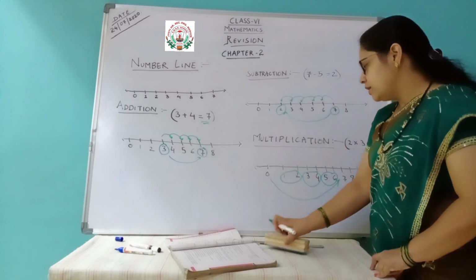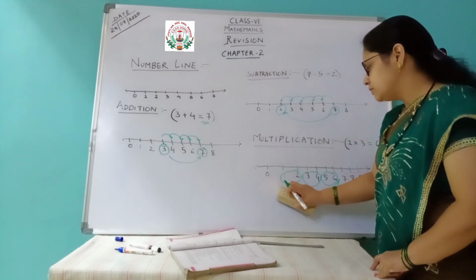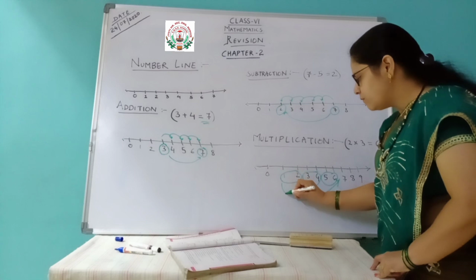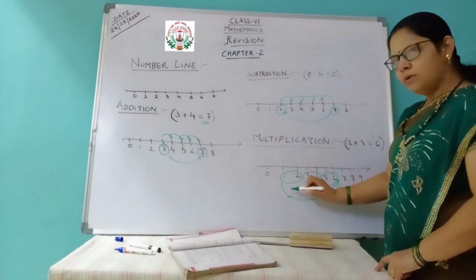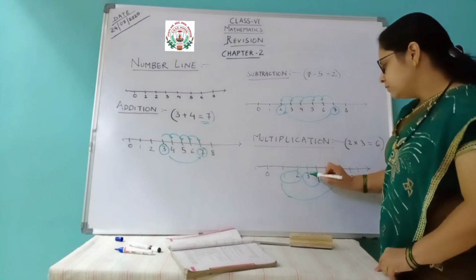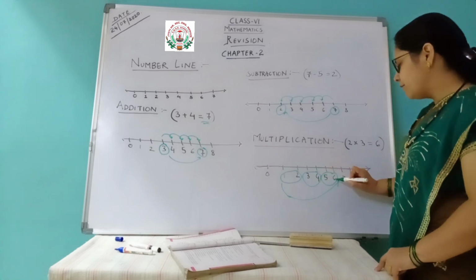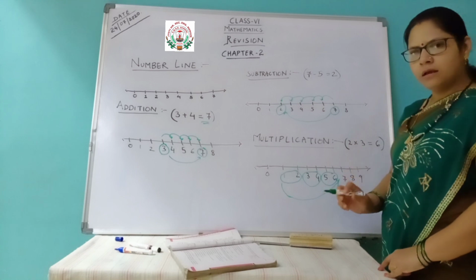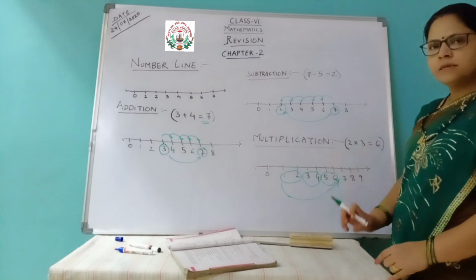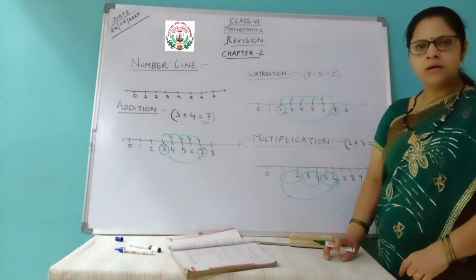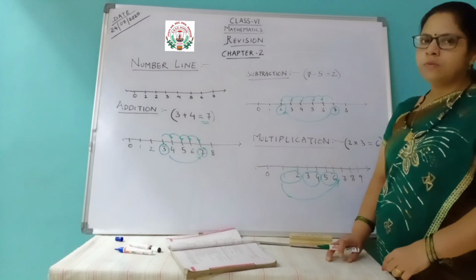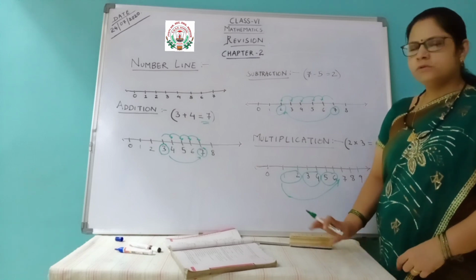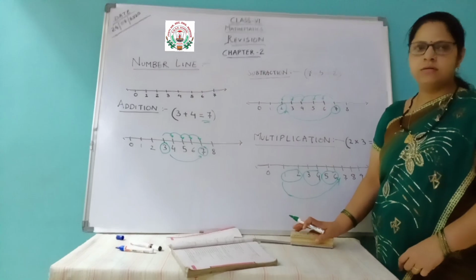0 we are not taking. Starting from 1 onwards: 1 and 2 is one group, 3 and 4 is one group, and 5 and 6 is one group. So we are taking a group of 2, 3 times. So 2 into 3 is 6. This is multiplication on the number line. Division cannot be done on the number line. So this much is completed for the number line.